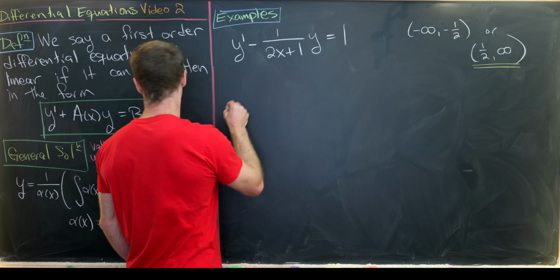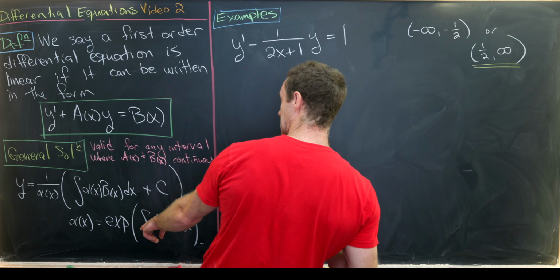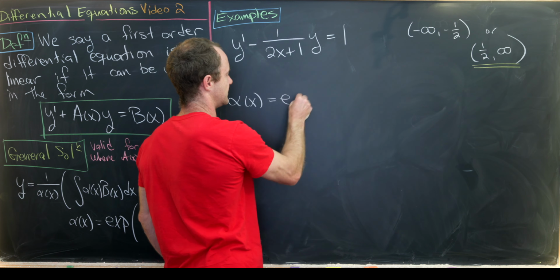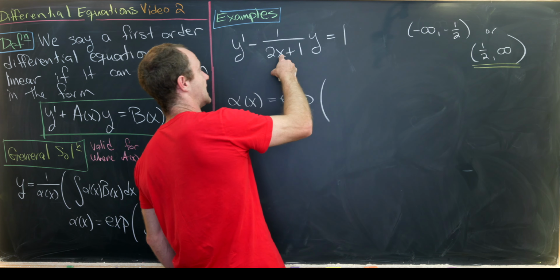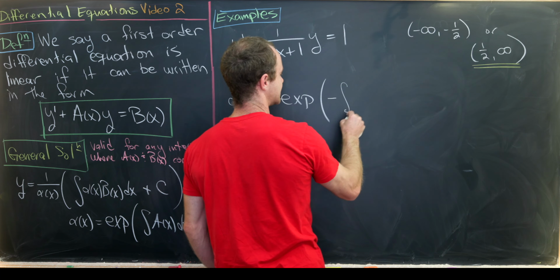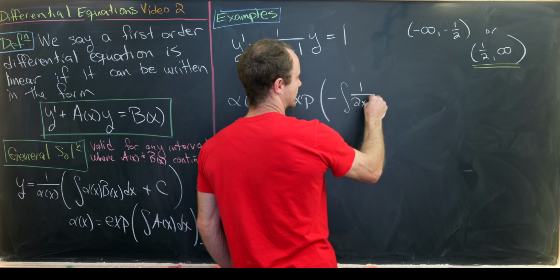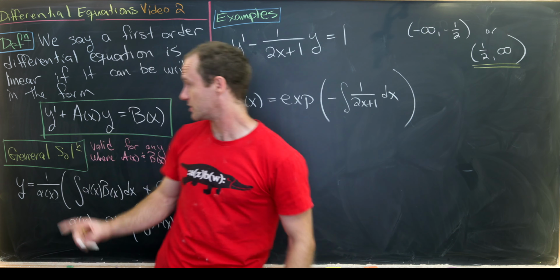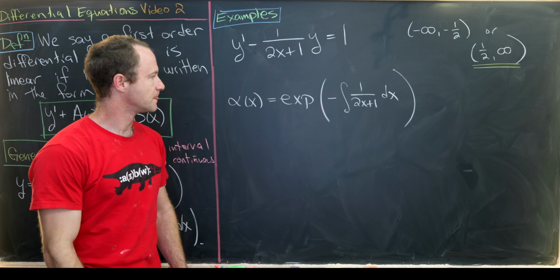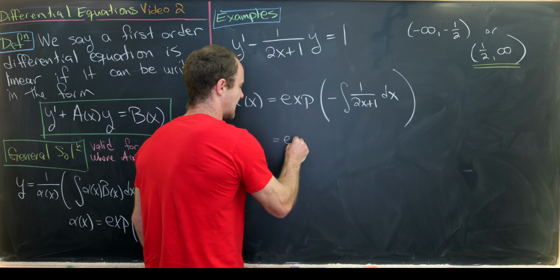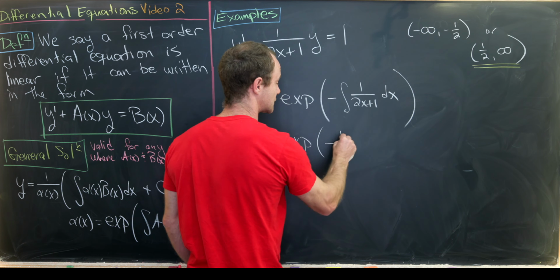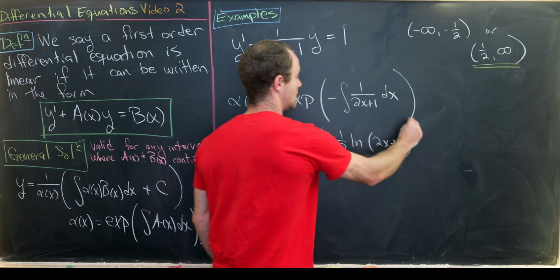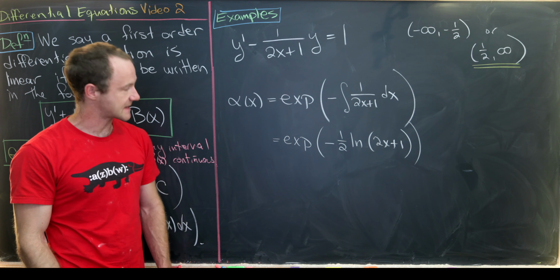So we need our alpha of x, which is e to the antiderivative of a of x. So let's see, alpha of x, so that's going to be the exponential of the antiderivative of that, but that's going to be minus the antiderivative of 1 over 2x plus 1. We factored the minus sign out. Notice the minus sign is attached here because we have a plus built in right there. Okay, so let's see, that's going to be the exponential of minus 1/2 times the natural log of 2x plus 1. So something like that.